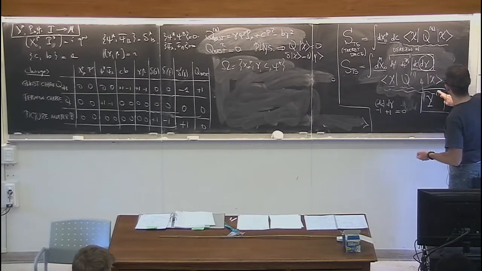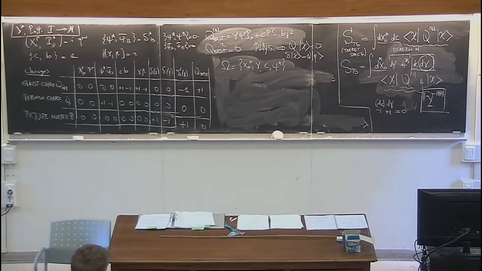Sorry, I made it wrong. Sorry, this has ghost number -1. I just wrote it correctly, in such a way that this ghost number cancels the ghost number of Q. Sorry. Thank you. Good.